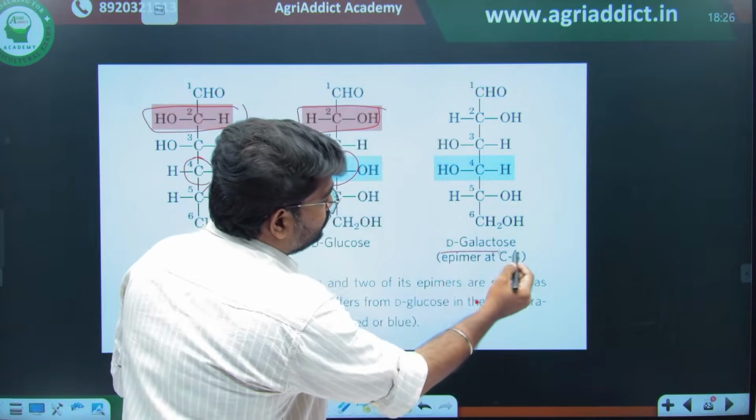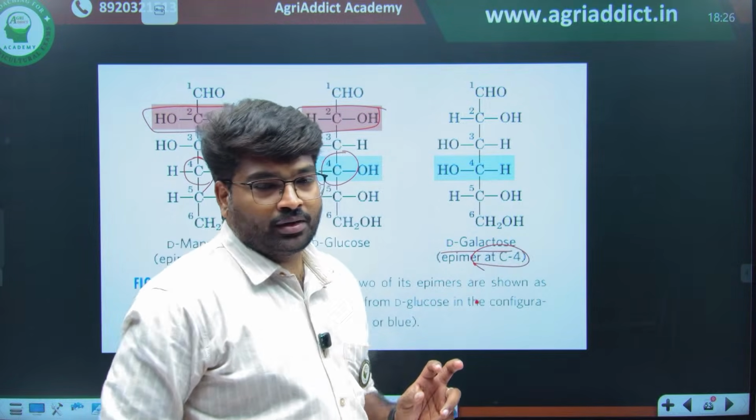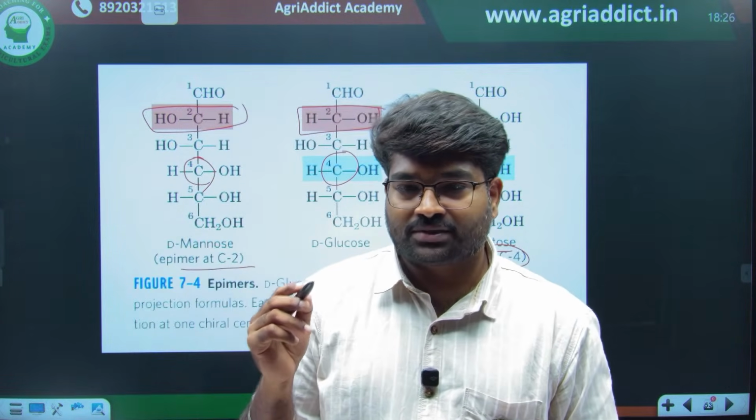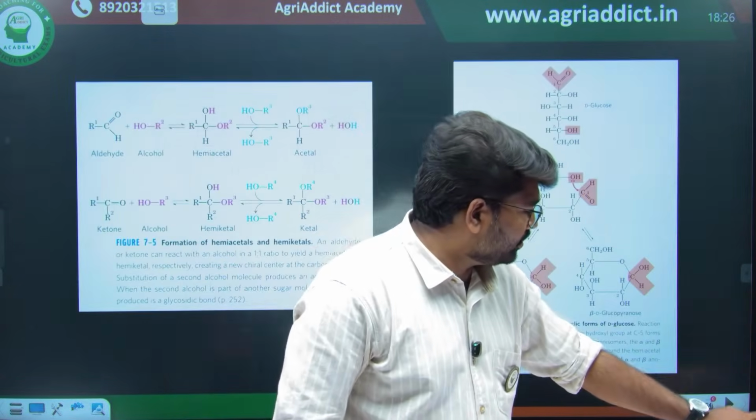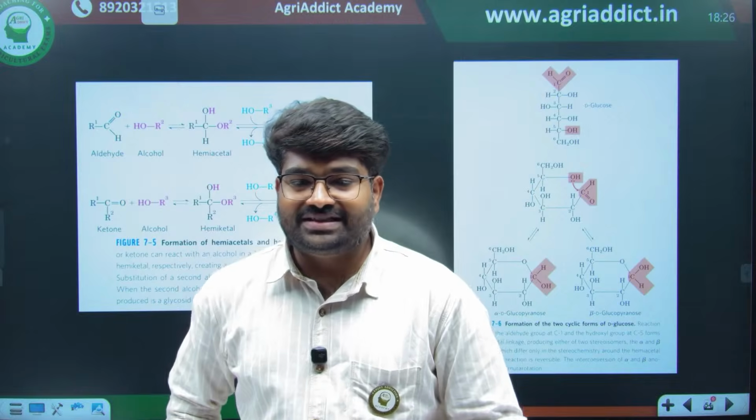Glucose and galactose are epimers at carbon 4. You have to remember whether it is carbon 2 or carbon 4. These two are very important things. Now we are going to see the cyclic structure.